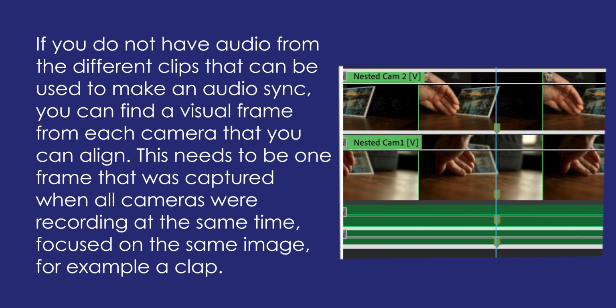If you do not have audio from the different clips that can be used to make an audio sync, you can find a visual frame from each camera that you can align. This needs to be one frame that was captured when all cameras were recording at the same time, focused on the same image. For example, a clap.